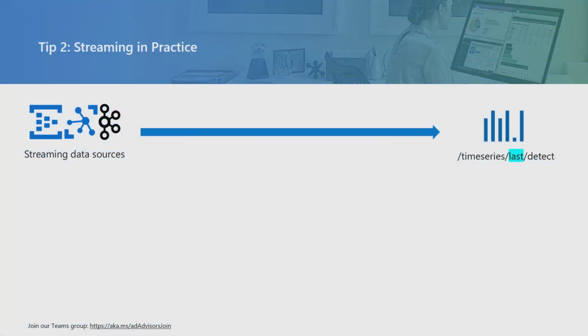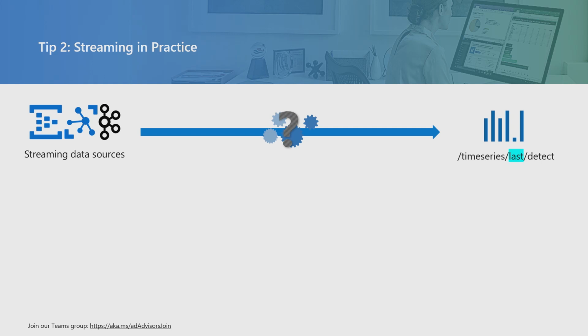This is about streaming. We have the /last endpoint, and that is designed exactly for streaming scenarios, no matter where your streaming data is coming from: Event Hubs, IoT Hub, or Kafka. You can write code to load your data in sliding windows and send over HTTP requests to Anomaly Detector APIs to detect anomalies in a streaming fashion.